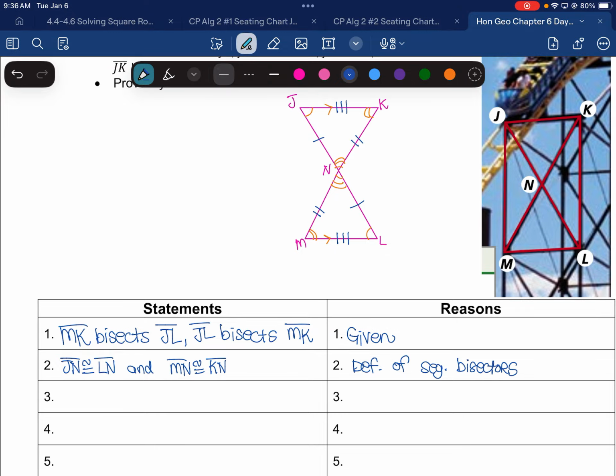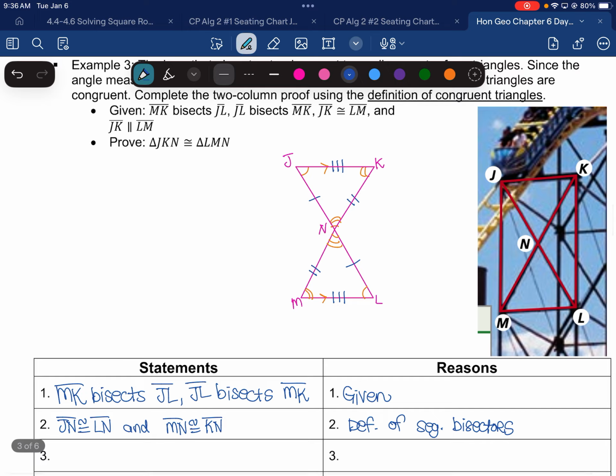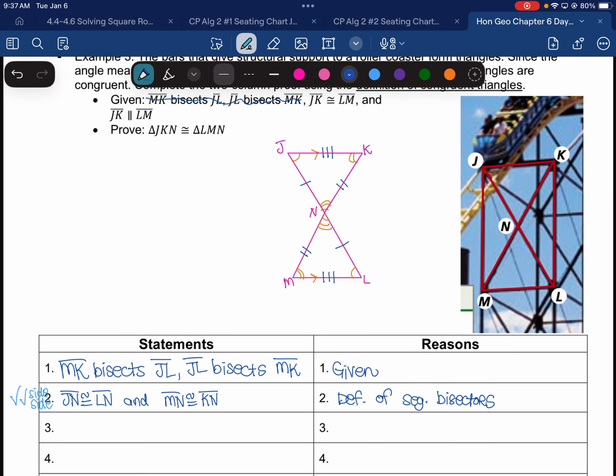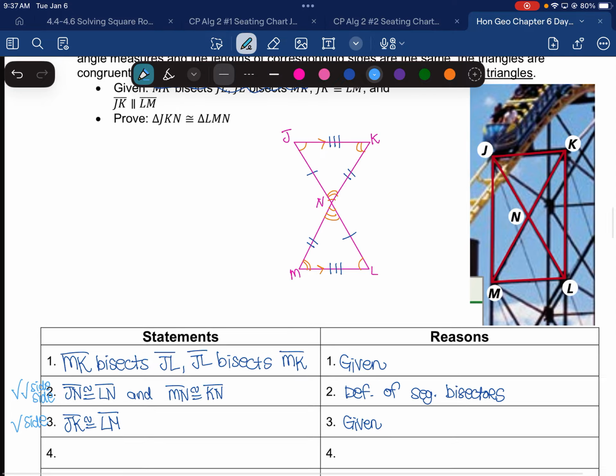And the reason there was the definition of segment bisectors. No theorems with segment bisectors or midpoint. All right, there you go. There's 2 pair of congruent sides. The third pair came from my given information. Segment JK and segment LM, and that was just given to us. But that's my third pair of given sides. So you're done with the sides after step 3.